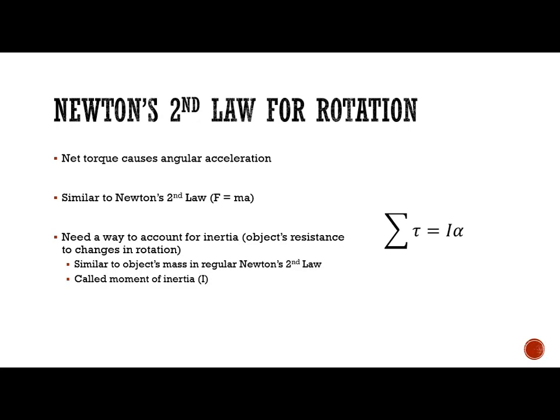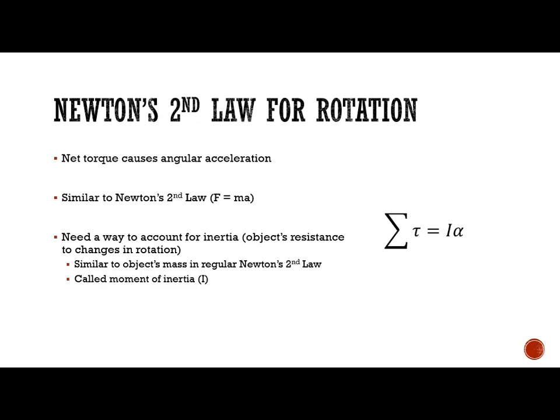What that means is if the sum of all the torques is not 0, that must cause angular acceleration for an object. And so we should be able to write an equation that looks very similar to Newton's second law, F equals ma. And what I've written here is the sum of torques, basically like the F, the force, is equal to I, what's called the moment of inertia, times alpha, the angular acceleration. So what this I really is, it's a way to account for the inertia of the object.